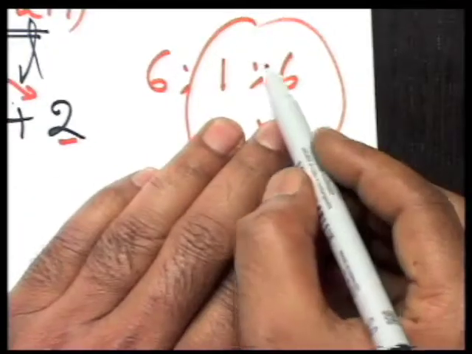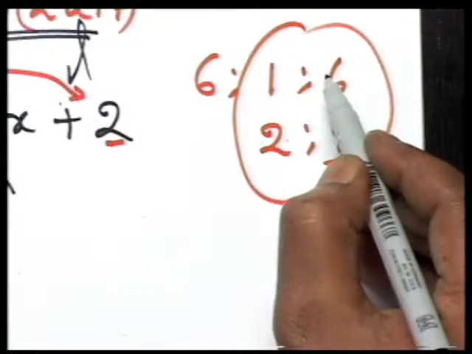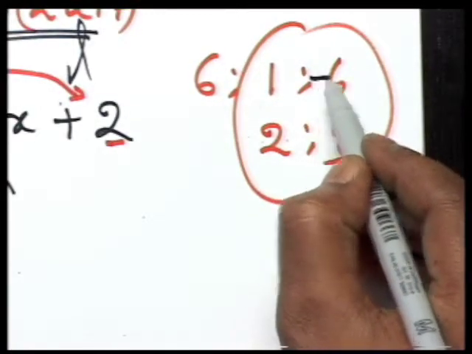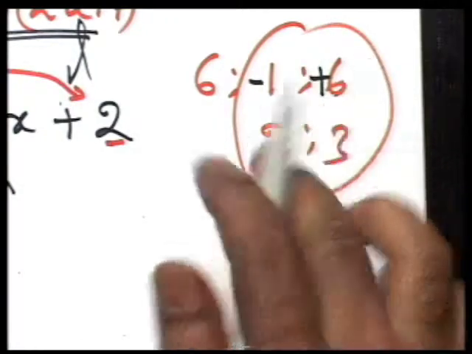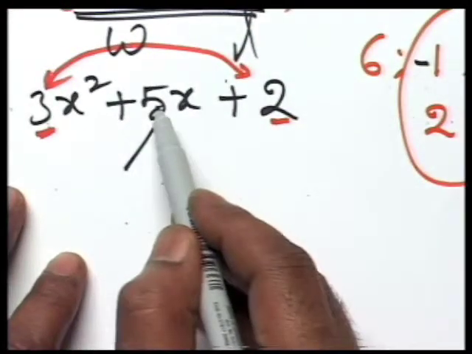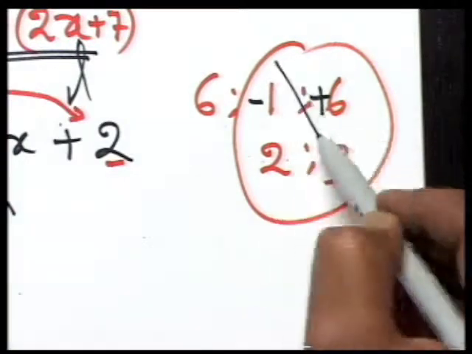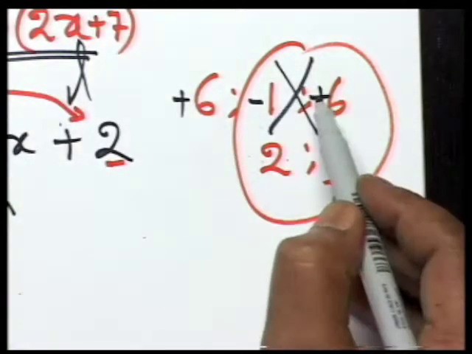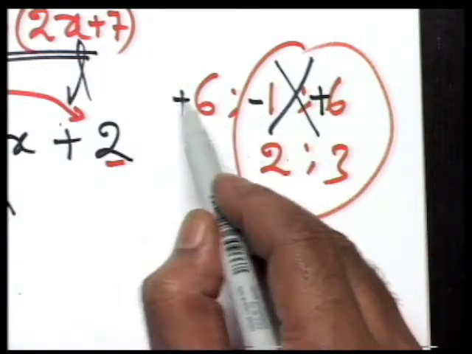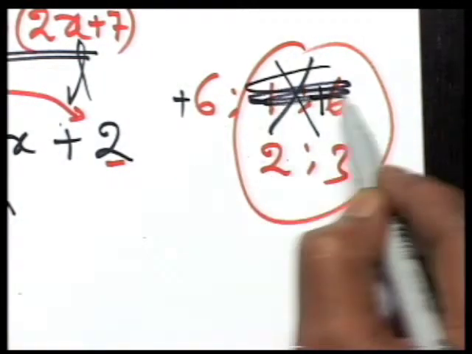Let's check the first one. I would like to get a plus 5, so I can say plus 6 and a minus 1. That gives me plus 5. Watch, plus 5. But when I multiply those two, do I get a plus 6? Positive times negative is negative 6. So I'm not supposed to choose those.